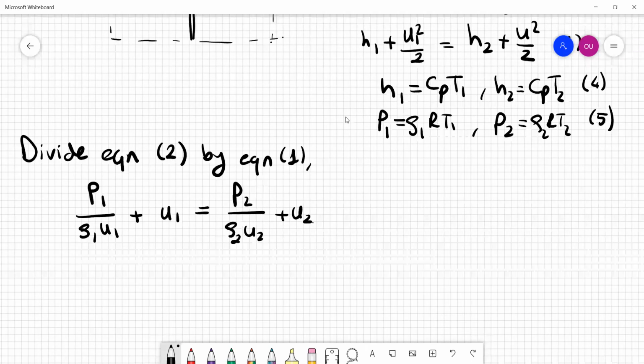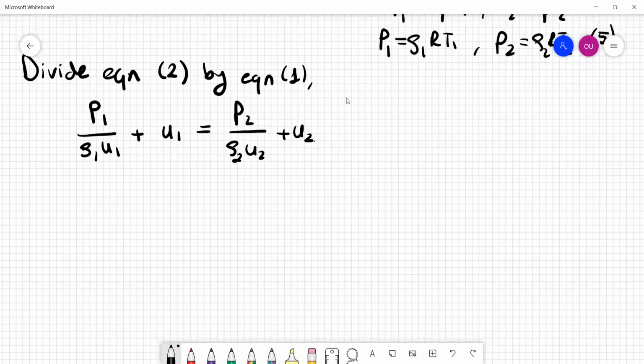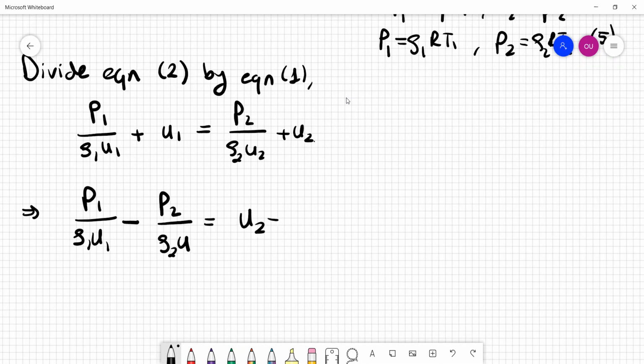Okay, and I can rearrange this to look like this: P1 over rho 1 U1 minus P2 over rho 2 U2 is equal to U2 minus U1. So this looks a little bit more interesting. The velocity difference and the pressure difference are now related. In my notes, I call this equation 6.